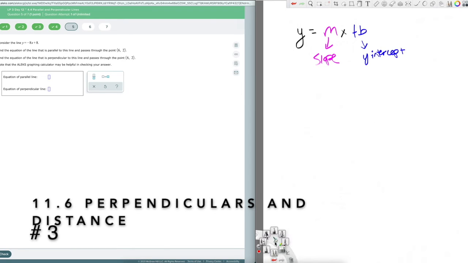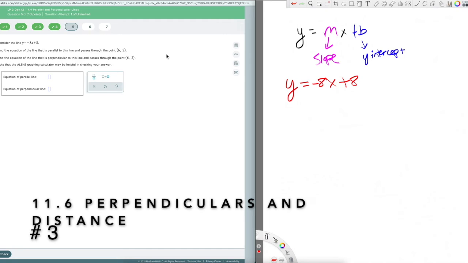All right, consider the line y equals negative 8x plus 8. So we have our slope and we have our y-intercept. Find an equation of a line that is parallel to this line and passes through the point (6, 2). Okay, so now they're asking us to do something a little different. We just learned point slope in the last section.